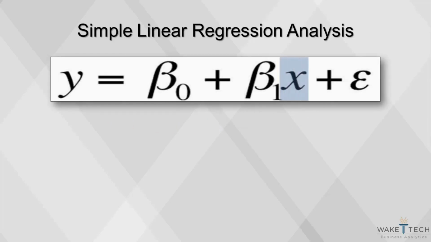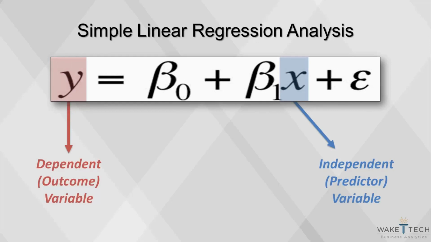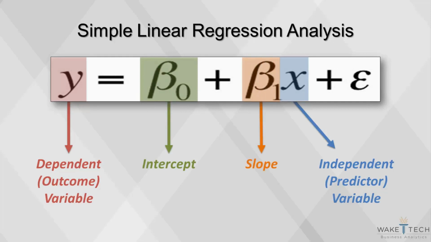The variable x is considered the independent or predictor variable. The variable y is the dependent or outcome variable. We have data on both x and y. We use this information to estimate the value of the intercept, beta 0, and the slope, beta 1, that relate to x and y. Since the linear relationship is not exact, we include an error term in the model, epsilon.